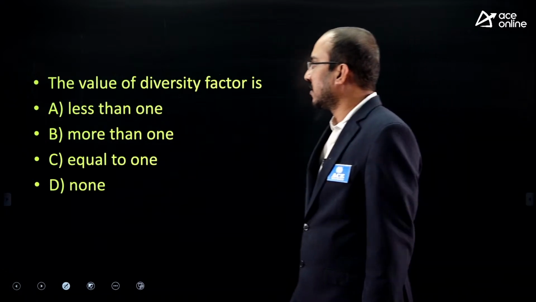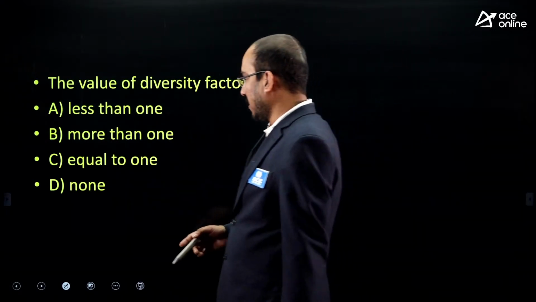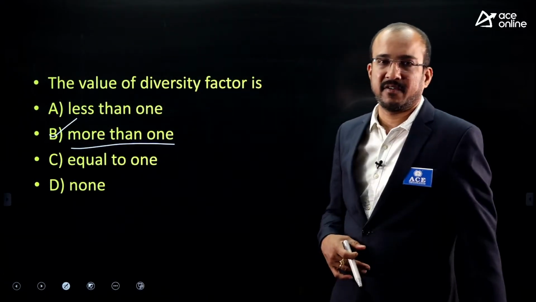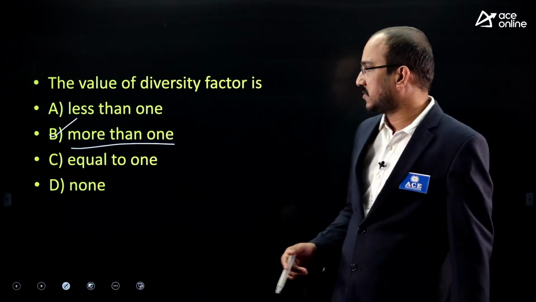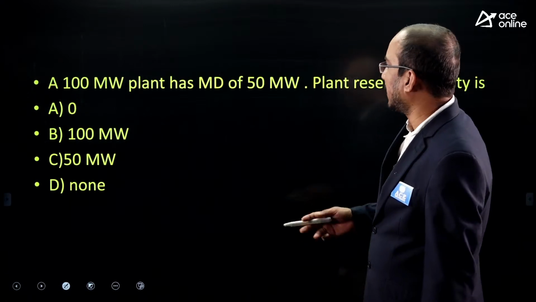Now let us observe here. The value of diversity factor is, so the diversity factor value will be more than 1 because it is a ratio of sum of individual maximum demands to simultaneous maximum demand on the station. It will be more than 1.